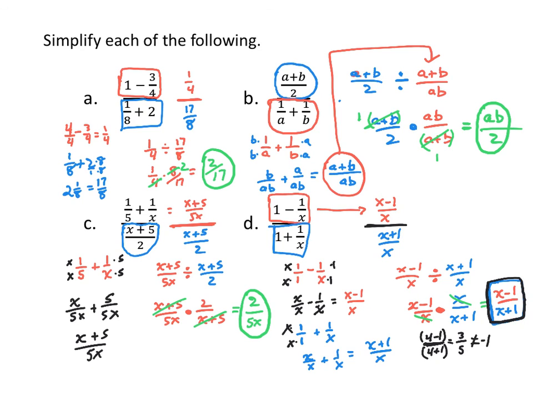Do not cancel those x's, because it's adding or subtracting. Now, if it was x times negative 1 and x times 1, yeah, then we could cancel them out. But it's not. It's x minus 1 and x plus 1. Okay? So there we go.